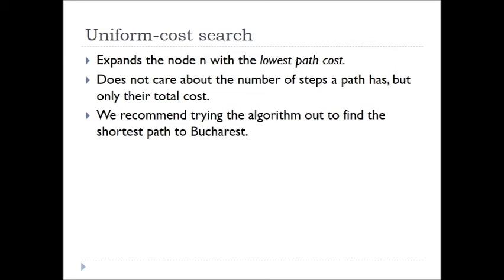Uniform cost search does not care about the number of steps a path has, but only about their total cost. This condition is also sufficient to ensure optimality. It means that the cost of a path always increases as we go along the path. Therefore, the first goal node selected for expansion is the optimal solution. Remember that tree search applies the goal test only to the nodes that are selected for expansion. We recommend trying the algorithm out to find the shortest path to Bucharest.